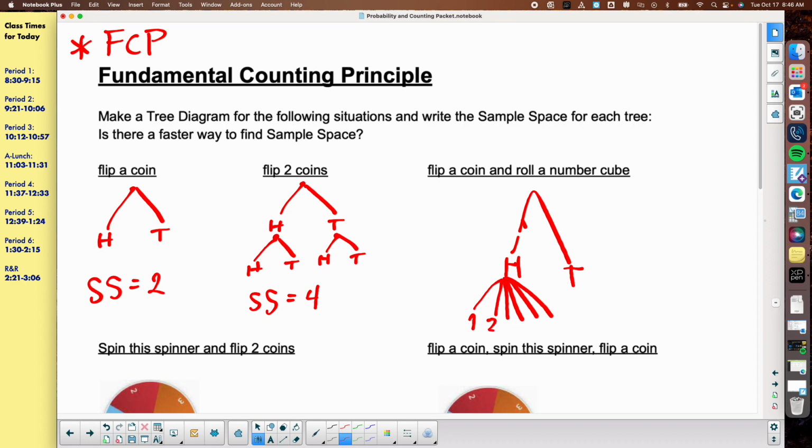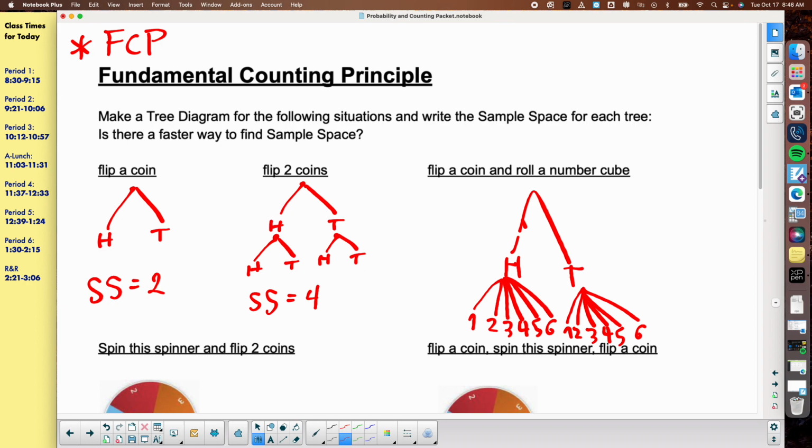Gessler, how many branches did you end up with on the bottom? 6. There's 6-sided dice. I bet you're counting wrong. Did you not draw it? Oh, you only drew half of it. So there'd be 6 of these.